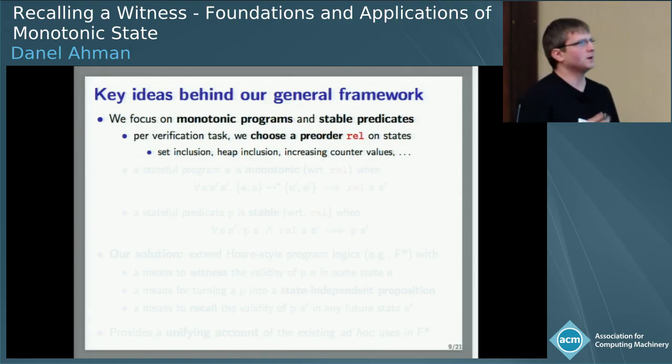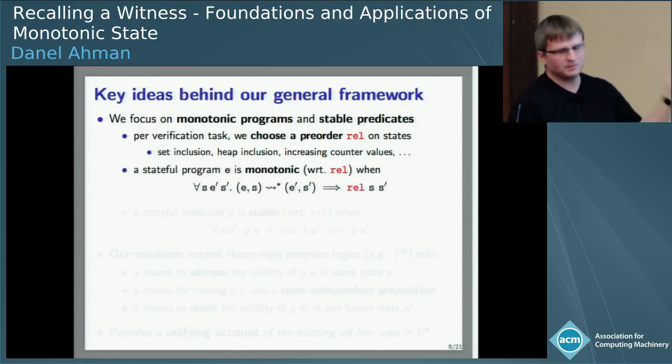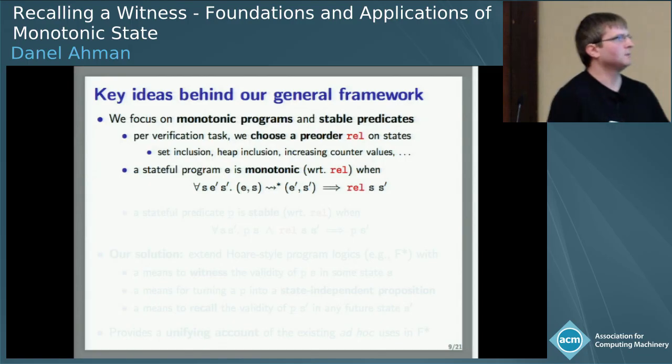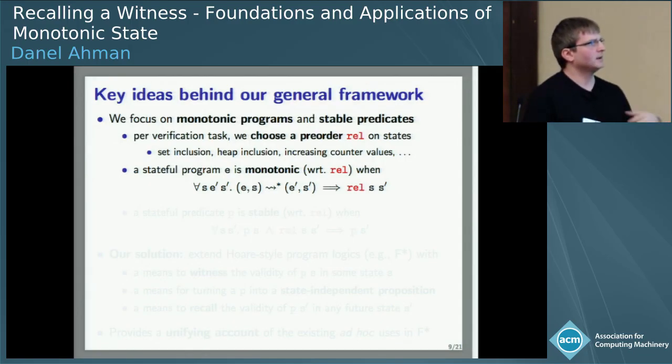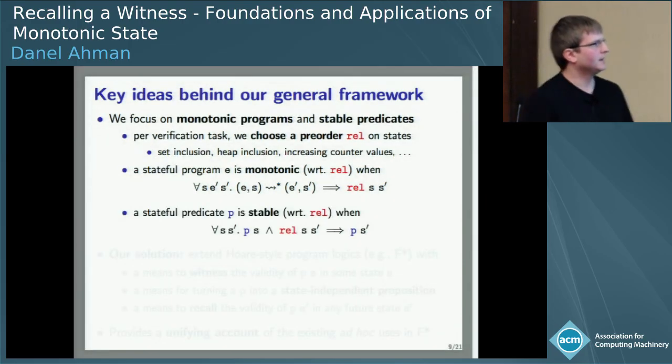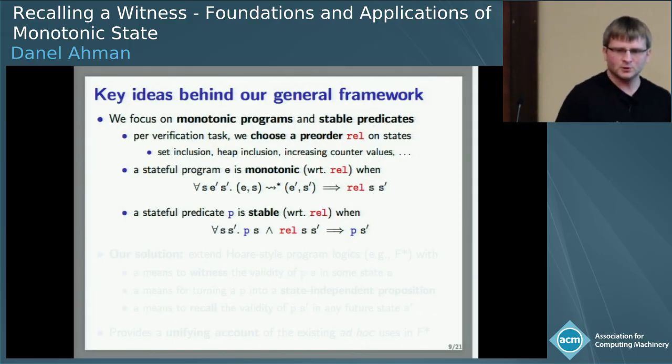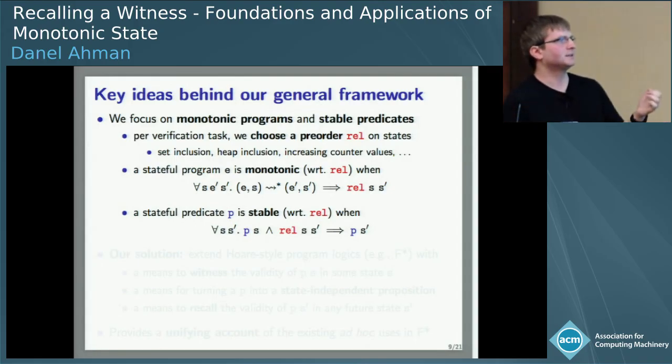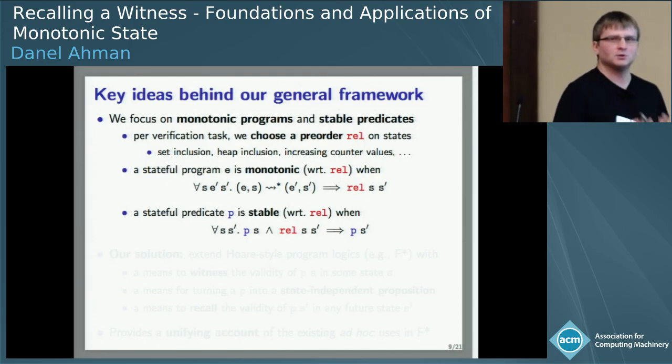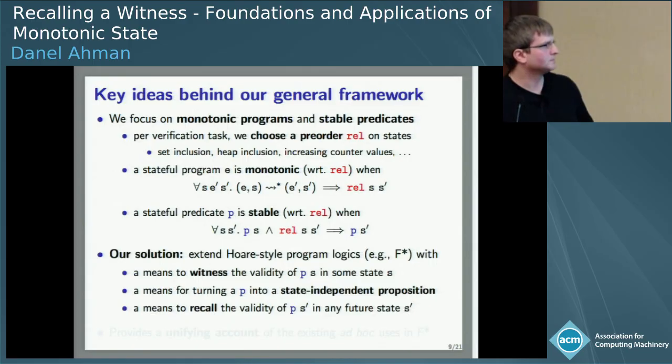This is going to govern how our state is allowed to evolve. Then the programs that we are interested in are what we call monotonic programs, the idea being that whichever way they mutate the state, these mutations have to respect the preorder that we have fixed. And then the predicates that we are most interested in are so-called stable predicates, which are preserved by the preorder. But in addition to this, it's also crucial that we have access to precise predicates that are not stable. And you'll see in a few slides' time that the combination of the two actually allows us to do, say, the references, for example.